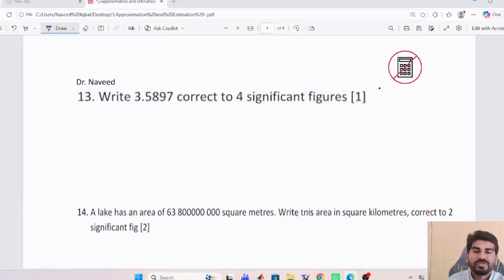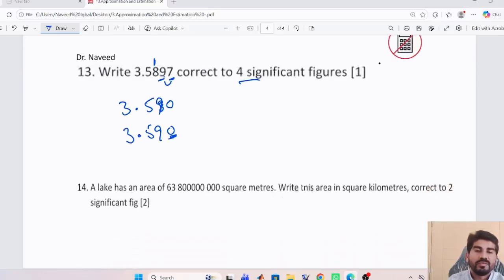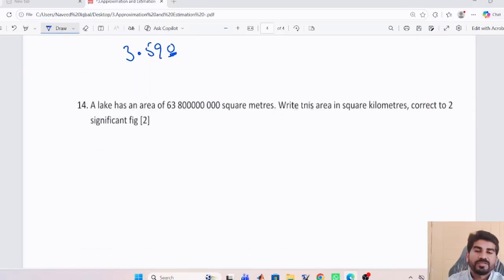Next question is question number 13. Write 3.5897 correct to the fourth significant figure, and we can see the fourth significant figure is 9 and the fifth significant figure is 7, which is greater than 5. So we have to write 3.58 and there will be 9. When we add 1 here, this will be 10. So the 0 will be here and 1 will be here. So 3.590, there will be the four significant figures. This 0 will also be significant, because according to rule 4, the 0 in decimal after non-zero will be significant.